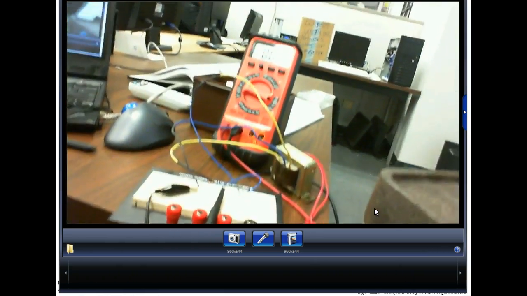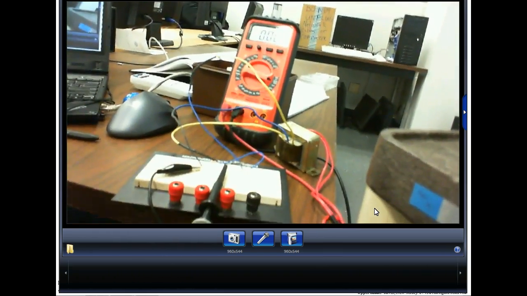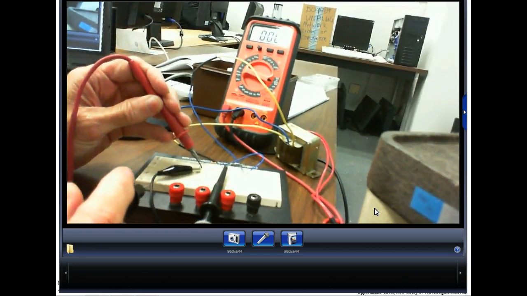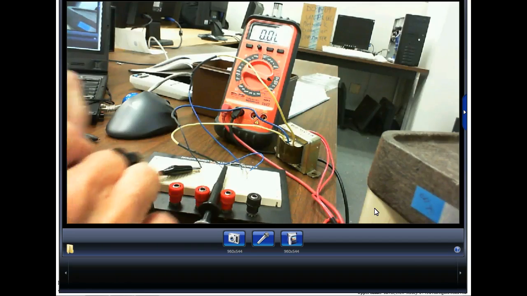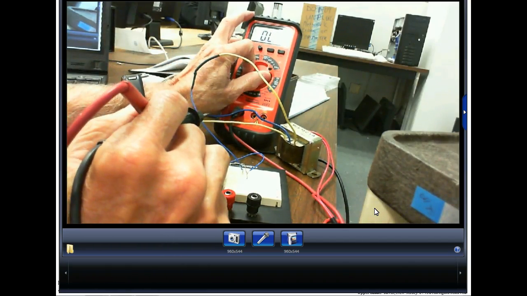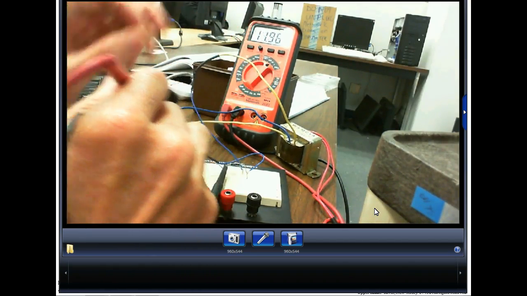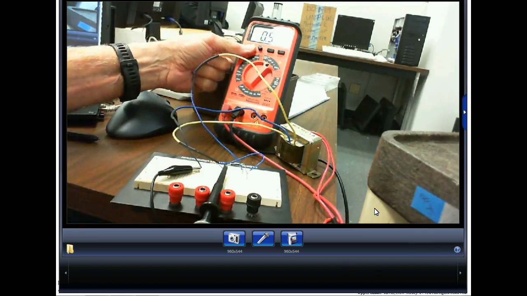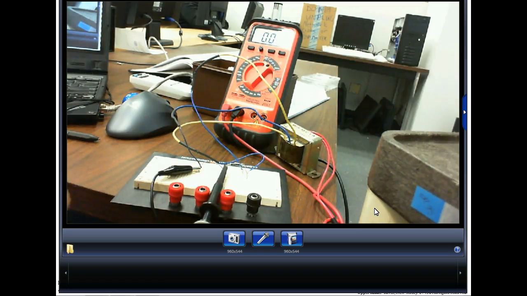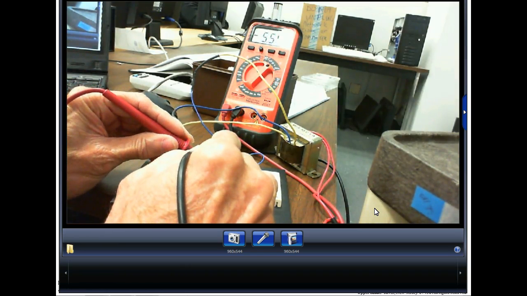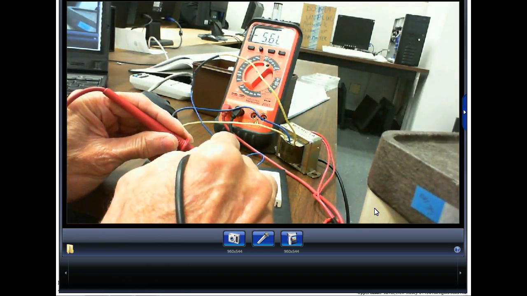I'm trying to get across the load. That's what I just did. Across the load, measuring what? DC. Dang it, Rich. Measuring DC, put it across the load. It's measuring 5.6 volts.